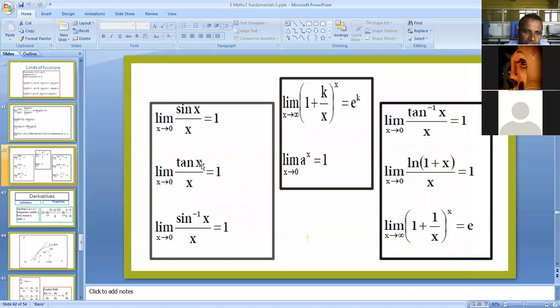So you can apply that same method on the remaining results, when the limit is in the form 0 by 0 or infinity by infinity. Okay?